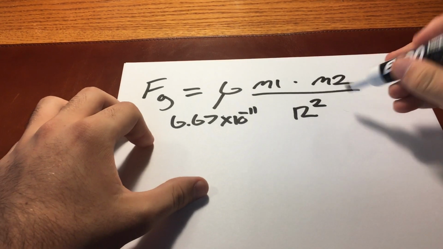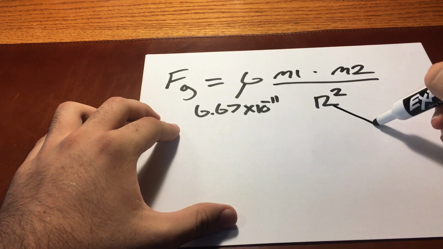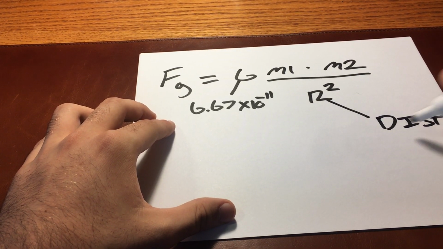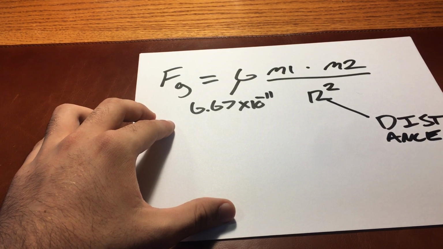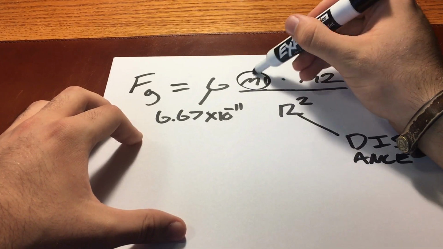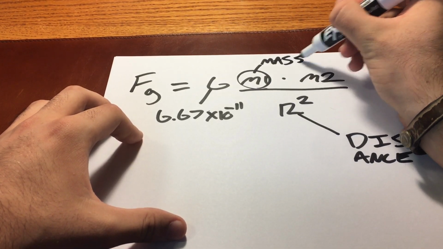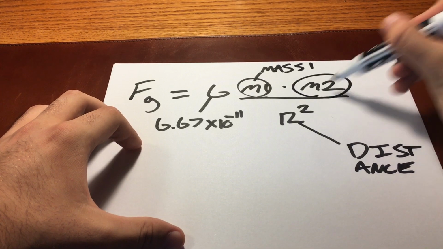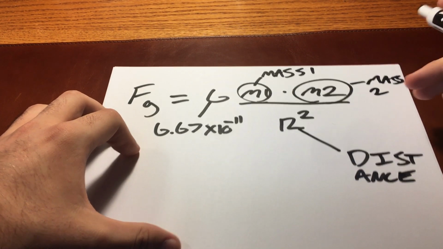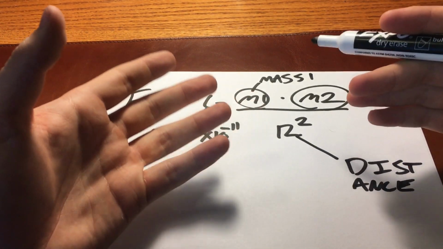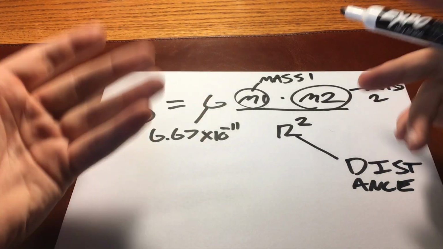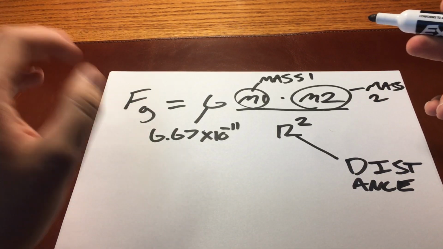This r squared is the distance between the objects. This m1 is mass 1. This m2 is mass 2. With m1 and m2, it doesn't really matter which one you label m1 or m2, as long as you've made that distinction.